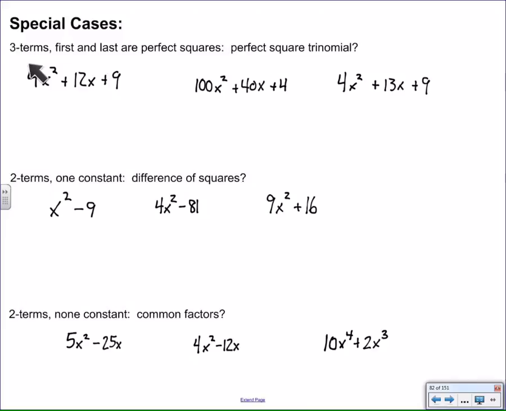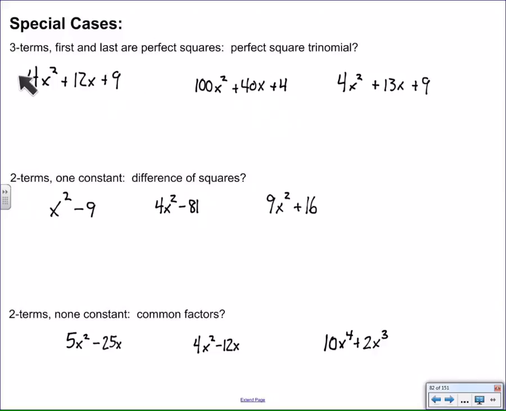The first case is, a lot of times you might see the first term and the last term of a trinomial in quadratic form, and they might both be perfect squares. 2x times 2x equals 4x squared, and 3 times 3 equals 9. So there's this test that you can do to say, hey, this might be a perfect square trinomial. I'll show you the test, and then I'll show you how it works out.